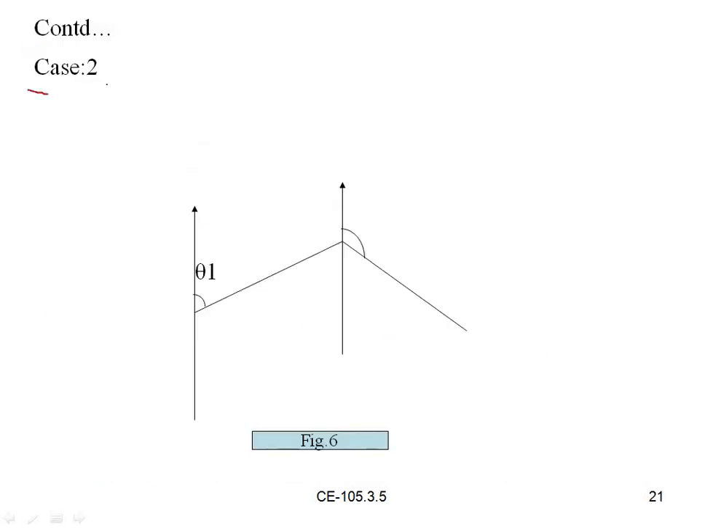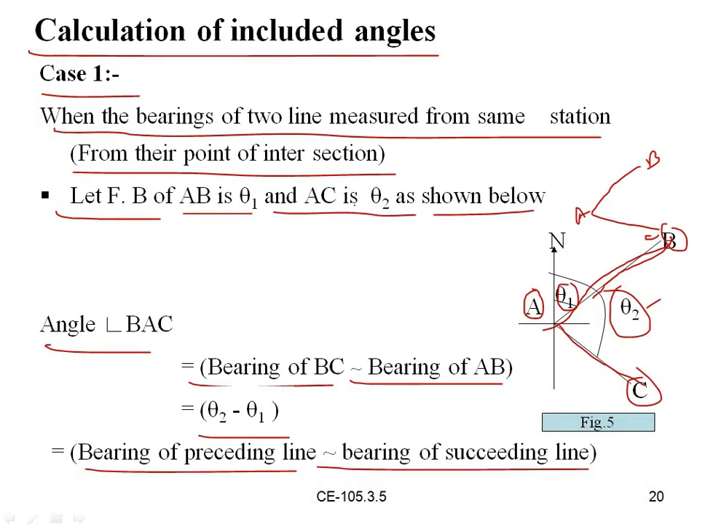So now next is case 2. We have to follow these cases. So this is case 1. In case 1, the angle ABC is theta 2 minus theta 1, bearing of preceding line minus bearing of succeeding line.